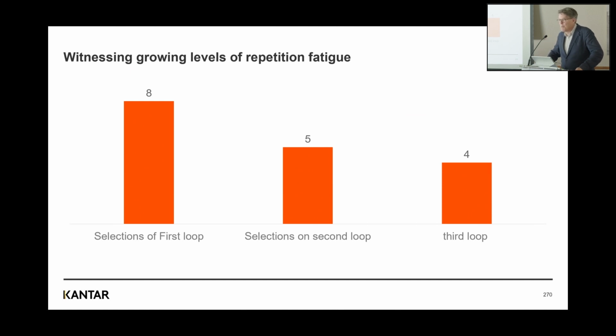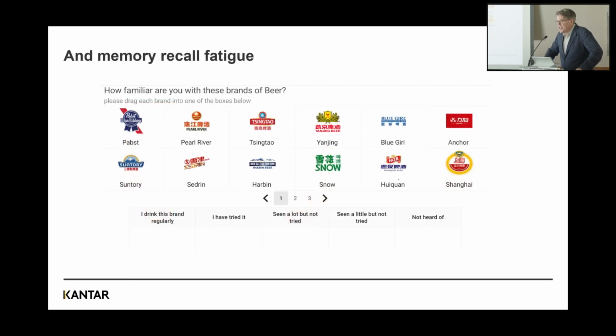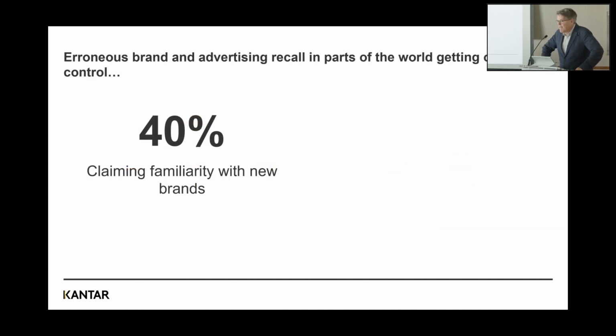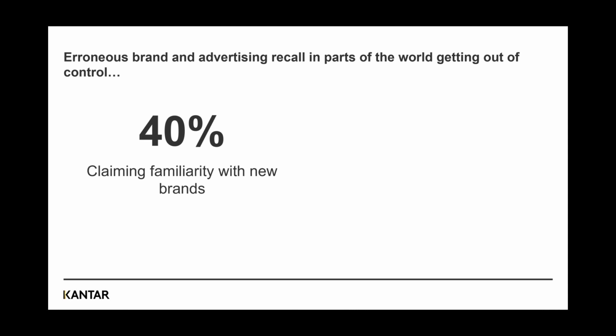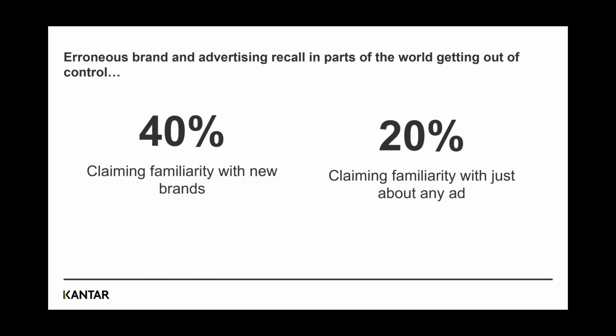Repetition fatigue is becoming a massive problem. You ask the same question in a loop, and this is what happens with the number of answers in the tick box. They just drop off a cliff after the second or third question. Memory recall fatigue is a really, really big problem we have in certain countries. People just can't be bothered to remember things in the same way as you might expect them to. So we're finding up to 40% familiarity with essentially unknown brands. We put in fake brands and see how many people claim to know them. It's a scarily big number. 20% on average claim to be familiar with any ad you show to people.